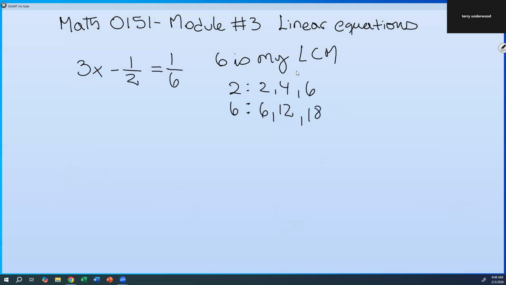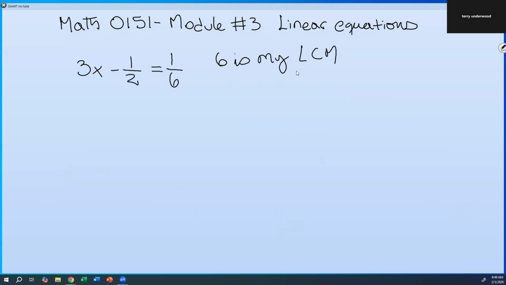And you stop there because you were able to find a number that is the same in both lists. In the list of the multiples of 2, you have a 6. And in the list of the multiples of 6, you have a 6. So that is the reason I said 6 is my LCM, my least common multiple. And that is the number that you need to multiply everything in this equation by. That is the way that you find your least common multiple. Again, since this is recorded, you can come back and check this again.